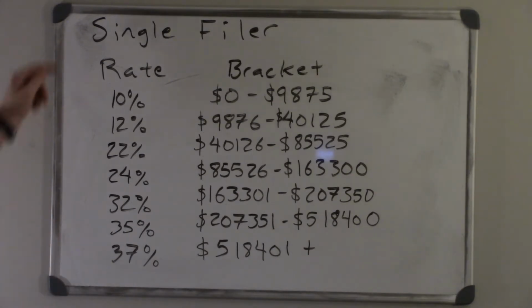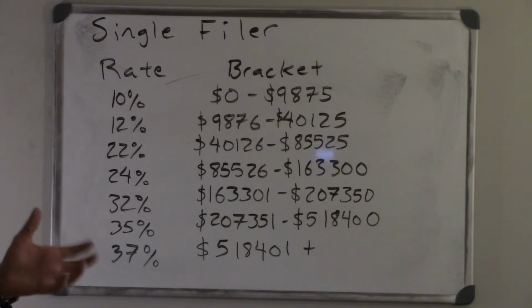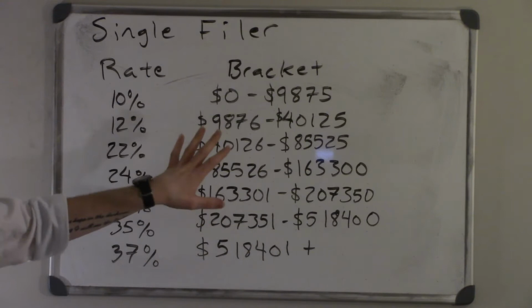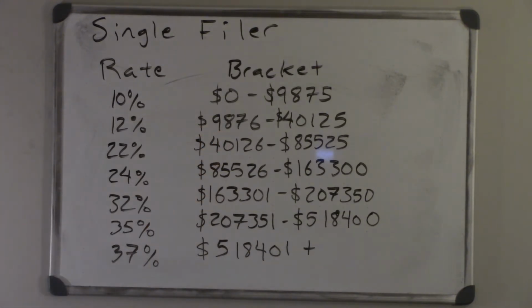You'll also notice this is for single filers. There's also a different bracket system for people who are married filing jointly, so filing together. People that are married and filing separately have brackets that look very similar to the single ones. And then there's also a different set of brackets for people who are the head of household.